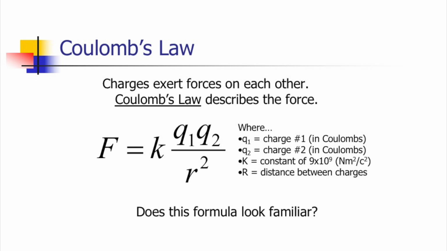Okay, then I'd multiply the amount of charge I have here and the amount of charge I have here. If it's a positive charge, make it a positive number. If it's a negative charge, make it a negative number. So you multiply these two numbers that you were given in coulombs, and then you're going to divide by the distance apart squared.